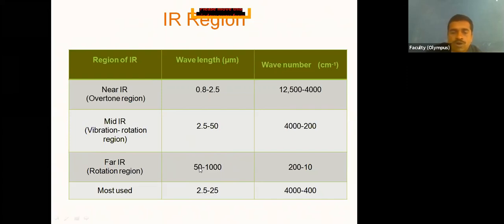So for an organic chemist, mostly for the study of infrared spectroscopy, we use this middle infrared region, 2.5 micron to 50 micron wavelength region. Okay.